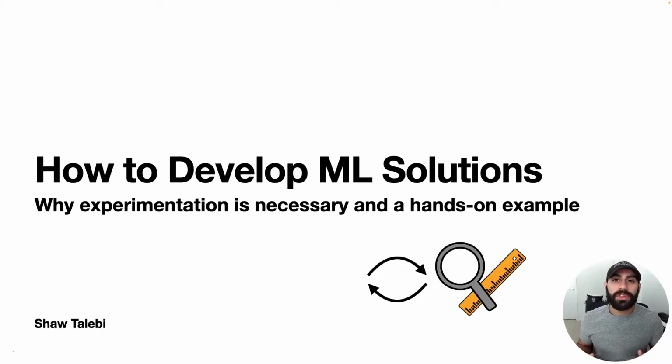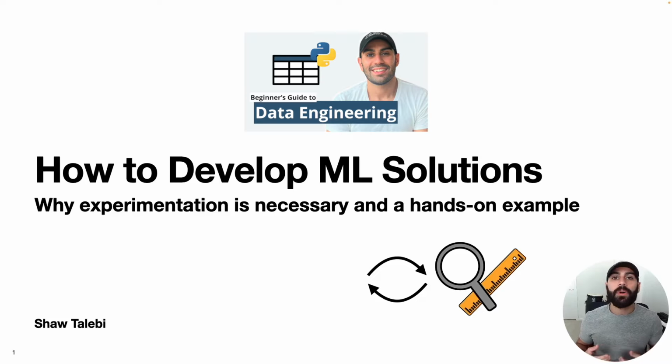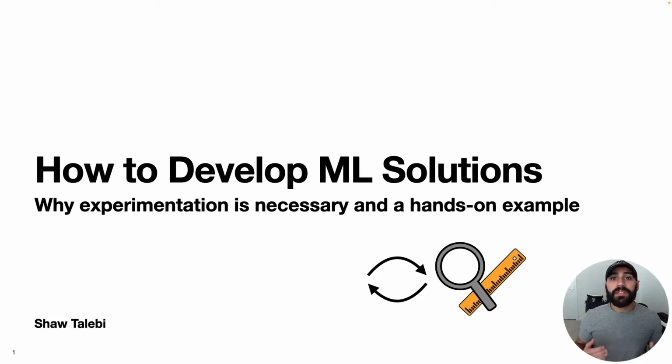This is the fourth video in a larger series on full stack data science. In the previous video of the series, I discussed how we can make data pipelines for machine learning projects. Here I'll discuss the next stage in the ML pipeline, which is how we can use data to build AI solutions. I'll start with a high-level overview and then dive into a hands-on example with Python code.